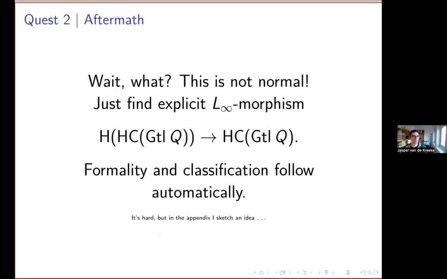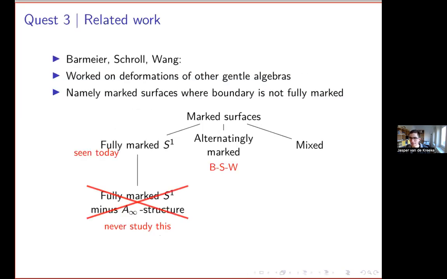Yes, that's true. This would be the ideal world. But it's actually very hard to find these L-infinity morphisms. If you can do this, however, you're very rich. And in the appendix, I sketched an idea how to do this.